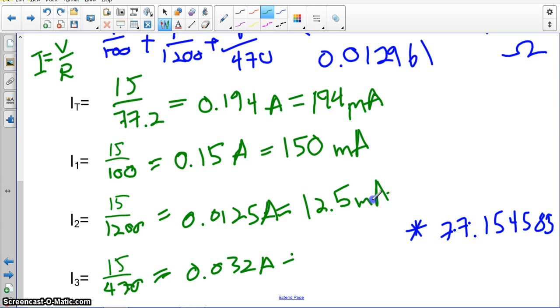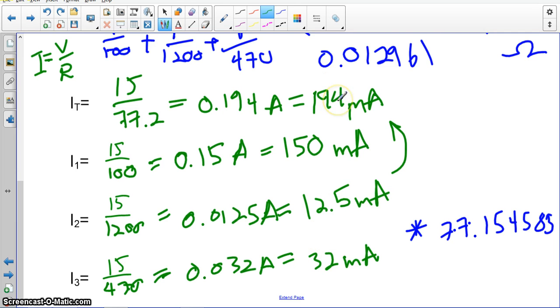This is 12.5 milliamps. And this is 32 milliamps. If you add these up, 150 plus 12.5 plus 32, they add up to roughly 194, I rounded off if you remember. So 150 plus 12 is 162, plus 32 is 194, boom.